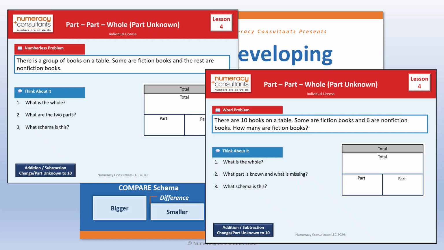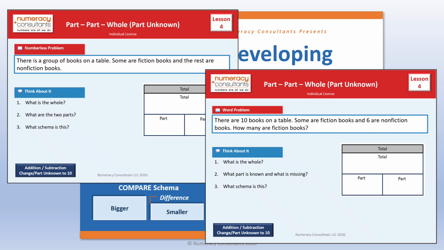The second one is the same exact problem, except now there are numbers in it. So there are 10 books on the table. Oh, so the books on the table, we know this would be our whole right here. Some of the books are fiction and 6 are nonfiction. So we know that 6 are nonfiction and we don't know how many are fiction. Again, it sets that schema up, then they're able to go through and understand it, and then we'll say, oh, we could set this up as a missing addend problem. We could set this up as a subtraction problem.